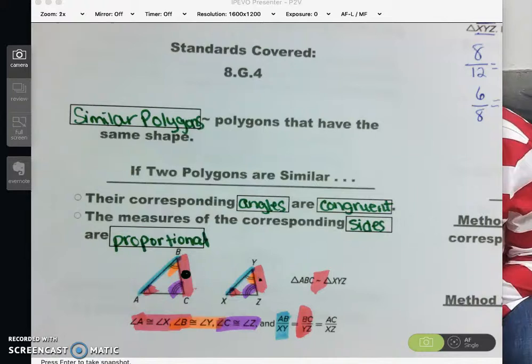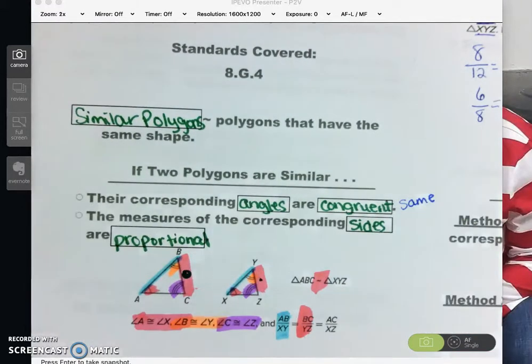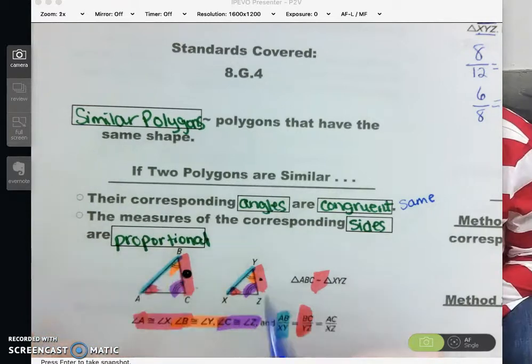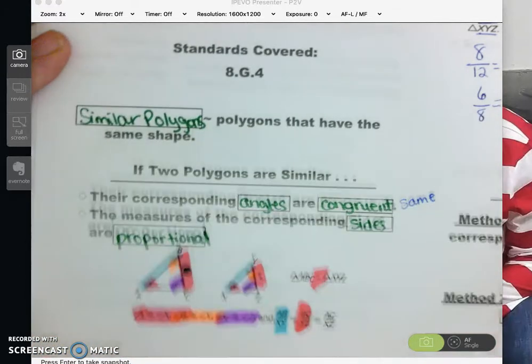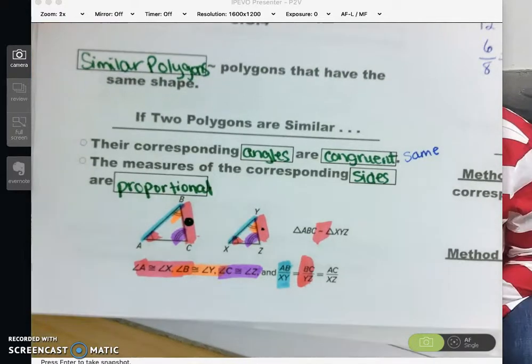If two polygons are similar, all of the angles are congruent, which means they are the same. The measures of the corresponding sides are proportional. So they're not necessarily going to be the same, but they're going to be proportional. So I have my two pink sides here, and they will be proportional. Not necessarily the same size, but proportional.